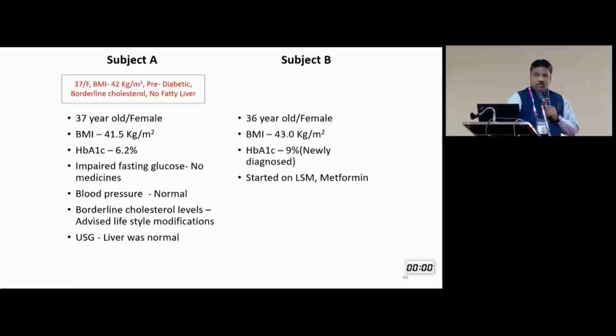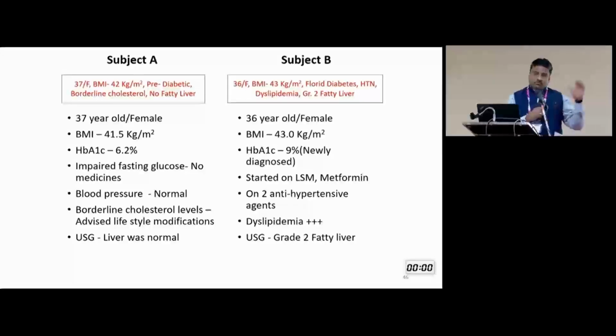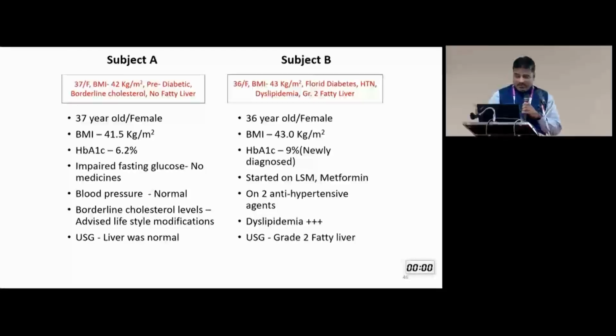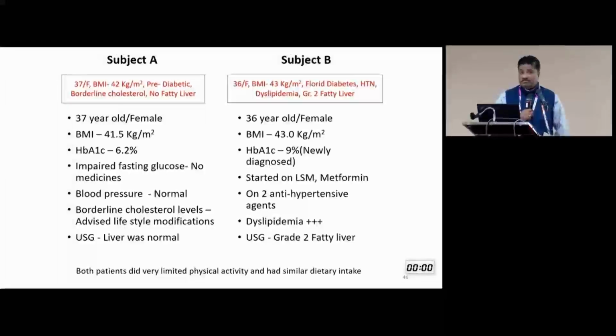She's already on metformin and lifestyle modification. She's already on 2 antihypertensive drugs. She has florid dyslipidemia and grade 2 fatty liver. So you see 2 women coming from the same locality. They're actually neighbors. They have very similar dietary recall, very similar physical activity.